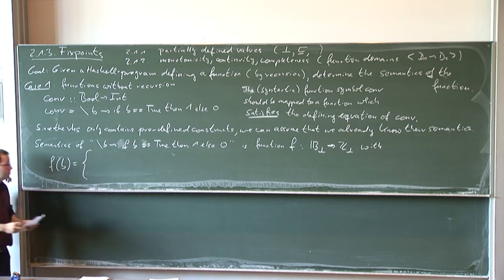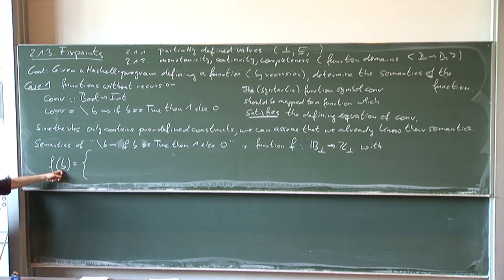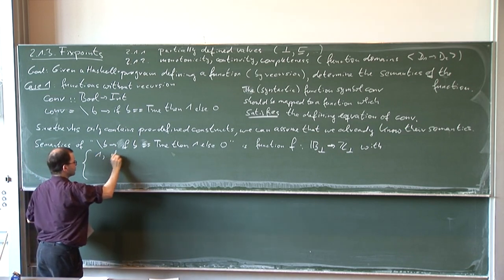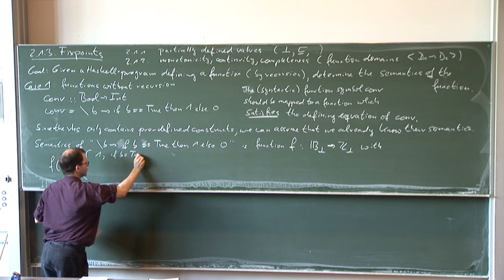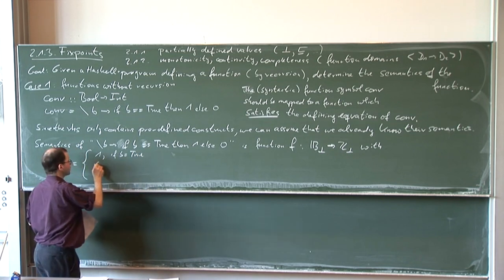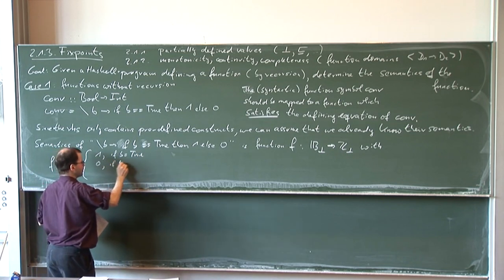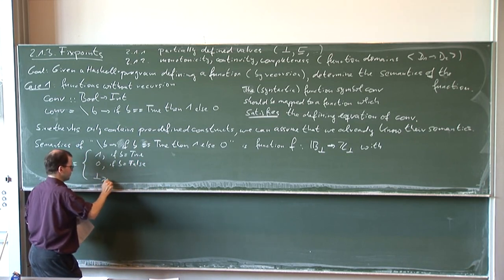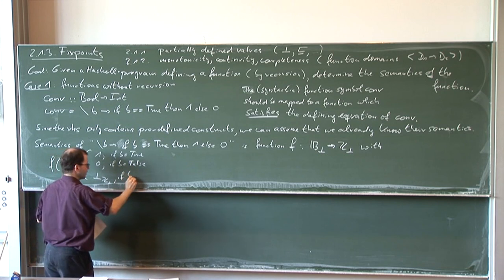Okay, so there are 3 possibilities for b. b is from Boolean bottom. So b bottom has 3 elements: true, false, and bottom. If b is true, then the result will be the integer number 1. If it is false, it is 0. And if it is bottom, then the result is also bottom.